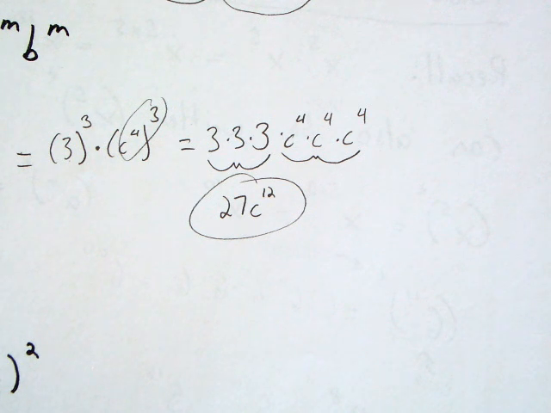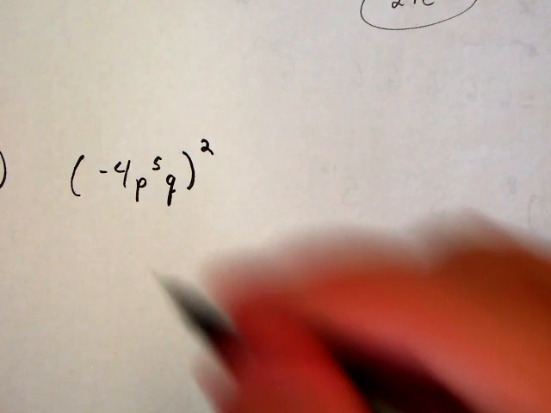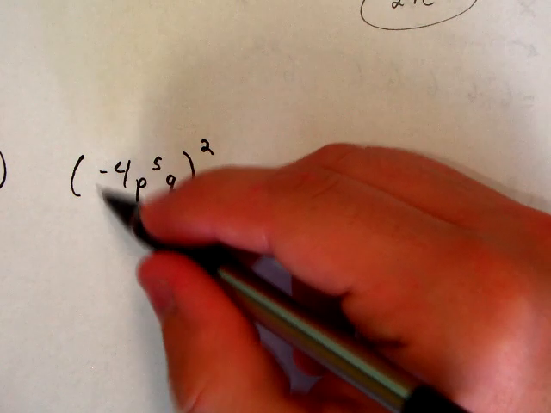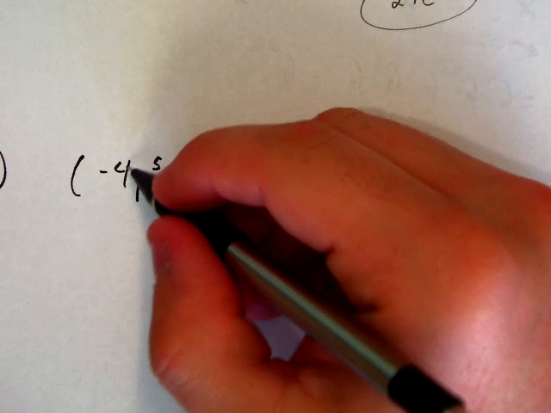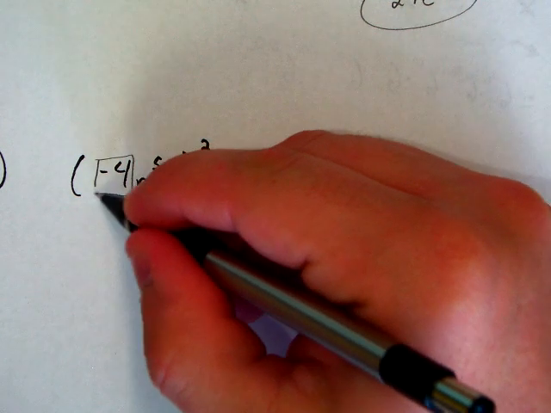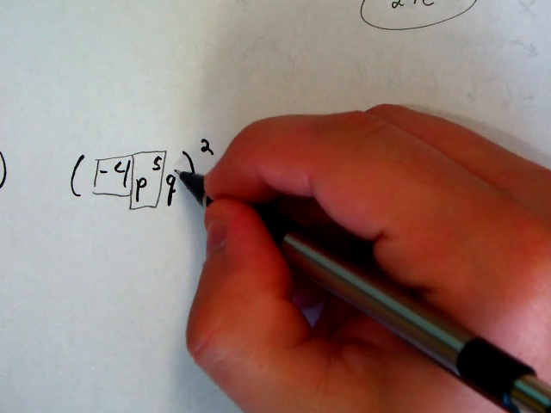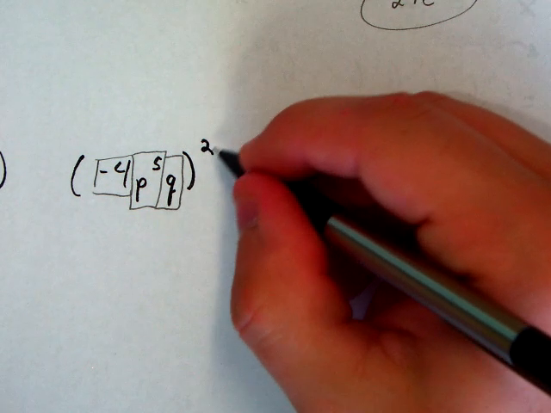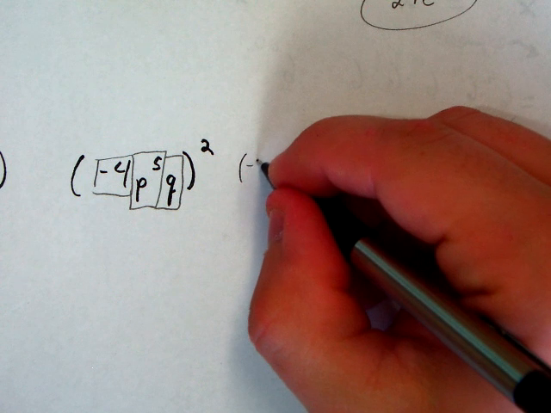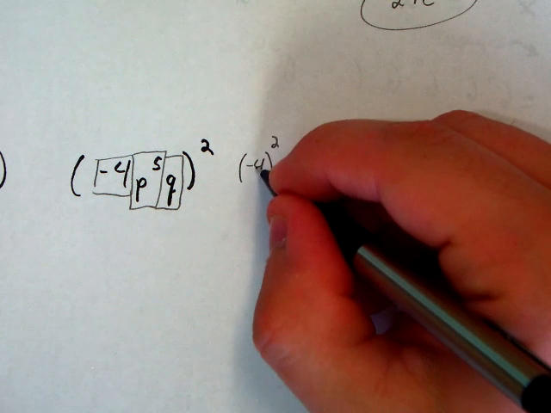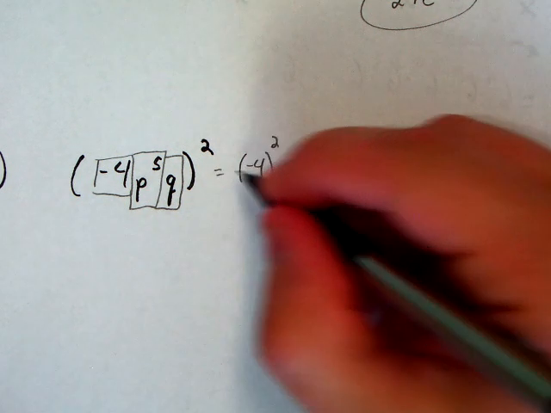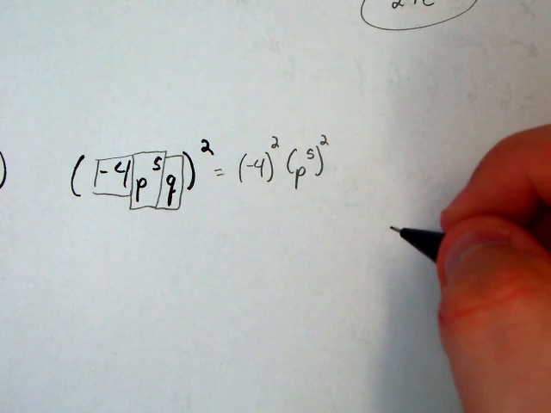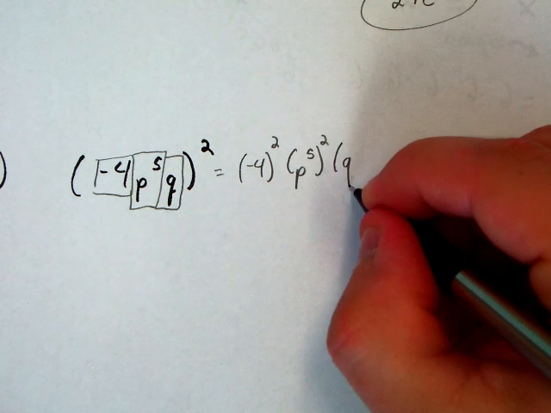And then last example, example 4. Same thing. We now have 3 parts of our product in here. So each part, that's this negative 4, p to the 5th, and q, gets raised to the 2nd power. So this negative 4, remember, it has to be in parentheses. The next part is p to the 5th. And the next part is q.